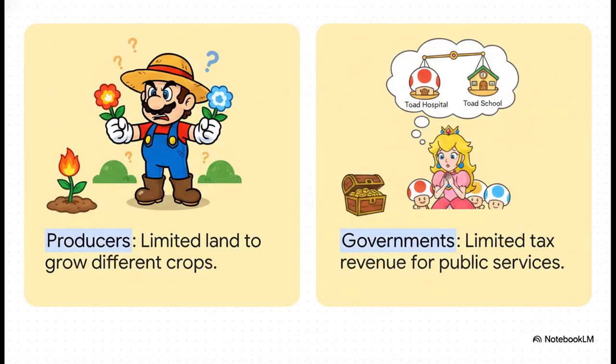And this exact same logic applies to producers and governments too. Producers have to pick one crop for their limited plot of land. A farmer simply cannot grow rice and wheat on the exact same patch of dirt at the exact same time. Land is scarce. Meanwhile, think about governments. They only have a finite amount of tax revenue to play with. If they choose to dump public funds into a massive state-of-the-art hospital, that might mean they simply don't have the budget left to build a new school. They very, very rarely get to do both.